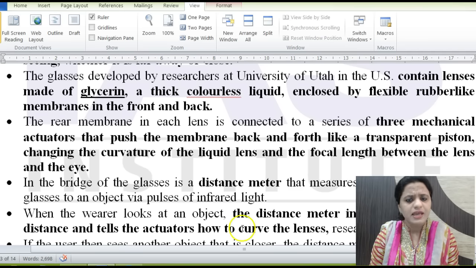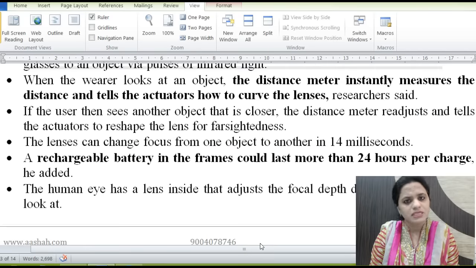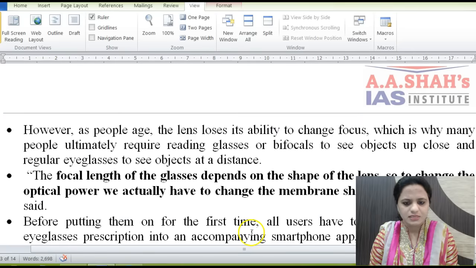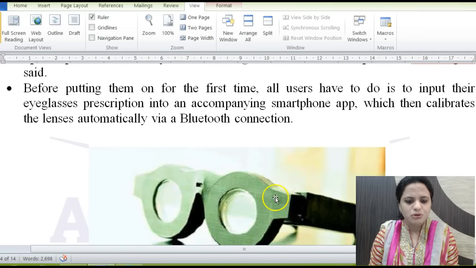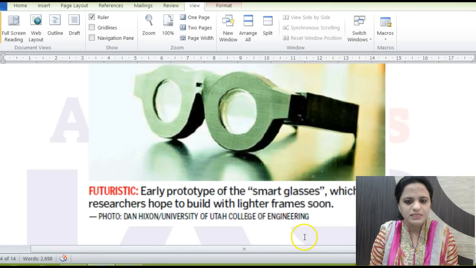Generally we see that in old age people need bifocal lenses, and they face difficulties changing their lenses. So this is another innovative way which has been put forth to ensure that you can use the same lens for both functions. This is being developed, but now the frame is quite heavy. So the innovators, the scientists, are working towards building it in a lighter frame as well. So these are the smart glasses.